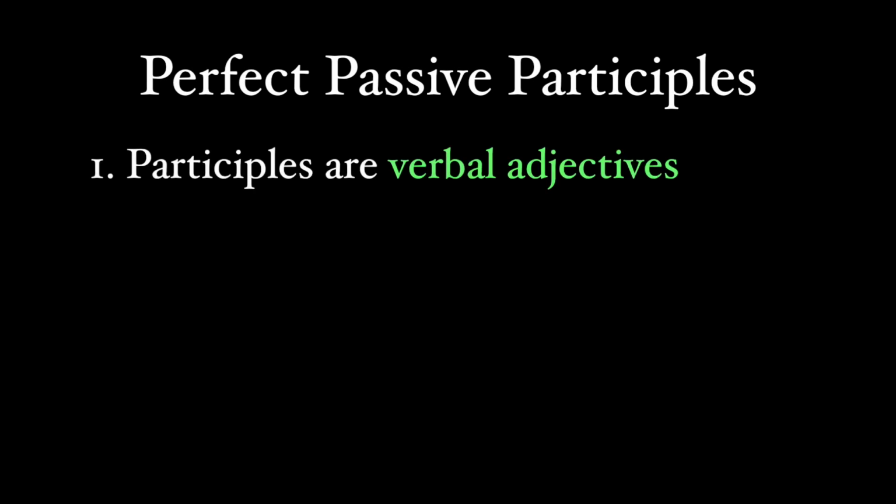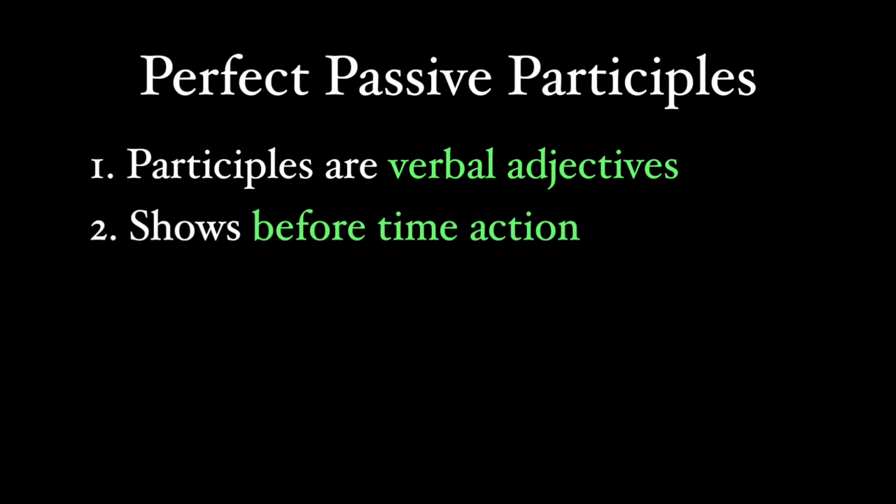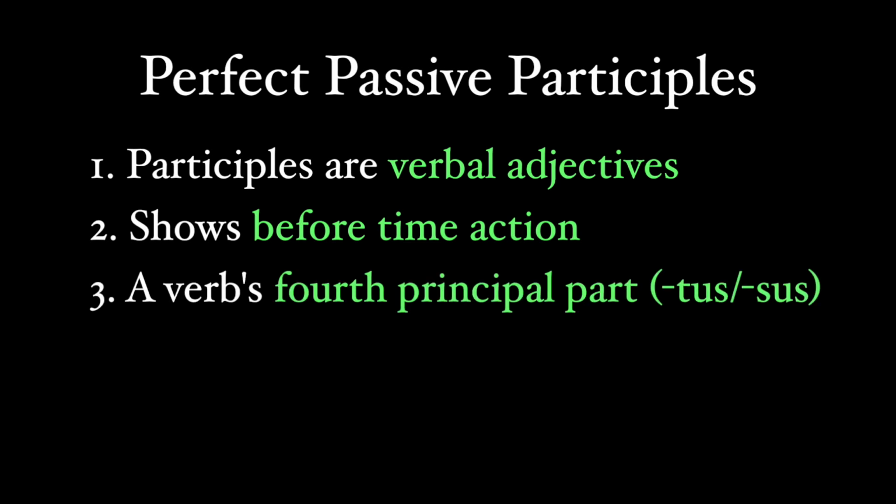A quick review. Participles in general are verbal adjectives. They come from verbs, but in truth describe nouns, and so they really are adjectives. The perfect passive participle shows an action happening at some point of time before the action in the rest of the sentence, and the noun described by the participle is receiving the action. We find perfect passive participles by looking at the verb's fourth principal part. You'll notice, by the way, that the perfect passive participle often ends in -tus, or less frequently -sus or something similar. That's a real pattern.